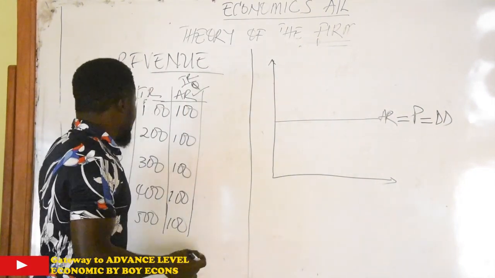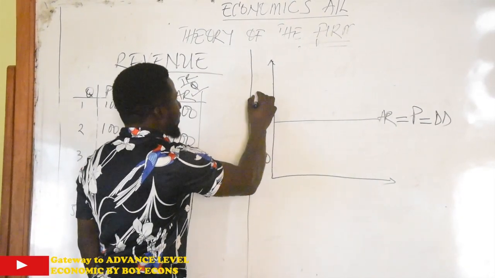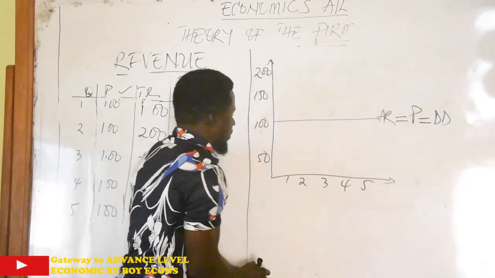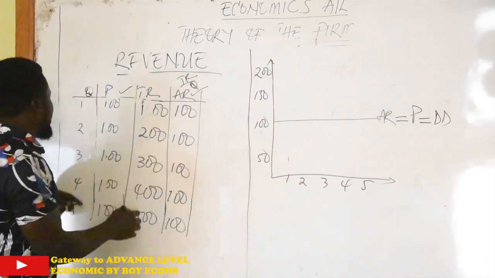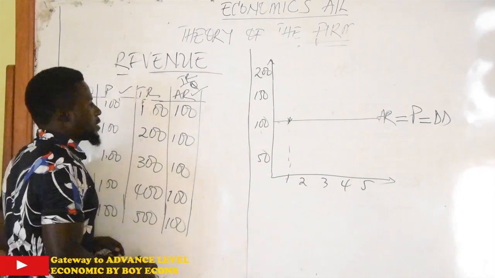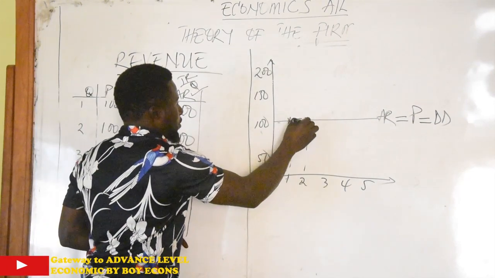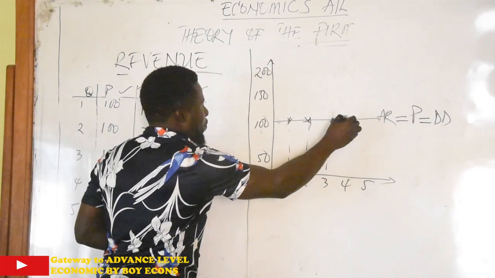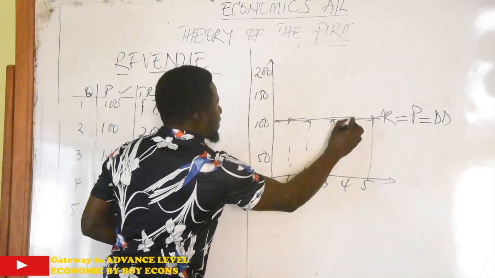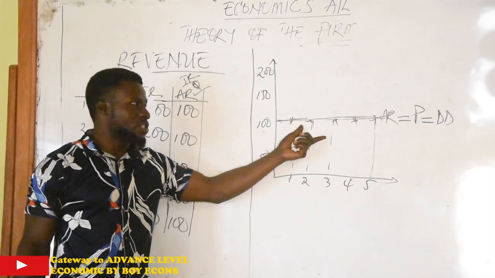Now let us say that we were to plot this diagram. We have 50, 100, 150, 200, and 1, 2, 3, 4, and 5. When output is 1, average revenue is 100. When output is 2, average revenue is 100 still. 3, 100. 4, 100. 5, 100. Then we link it with a straight line. That is the average revenue curve. So this shows the situation of a firm under perfect competition.